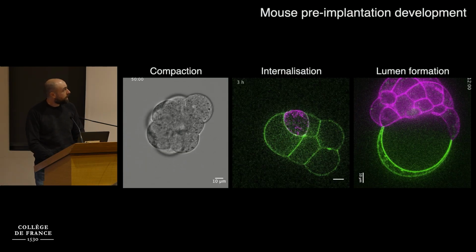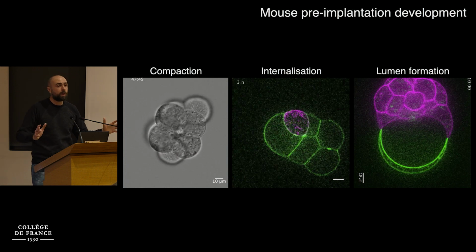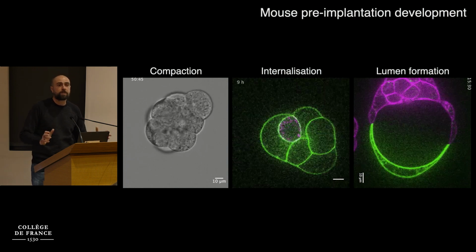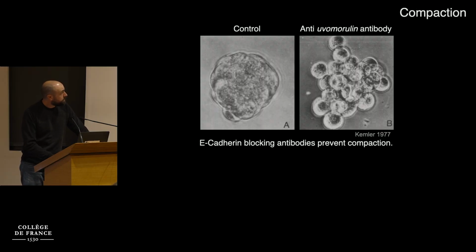Okay, so let's go quickly over the 3 different steps, which take place over about 3 days. It's a very slow process. So the first one is called compaction. And this is a study from the lab of François Jacob, who also studied early mammalian development.